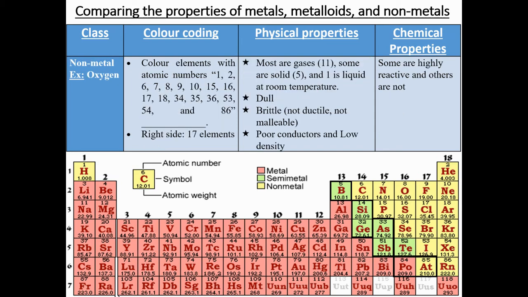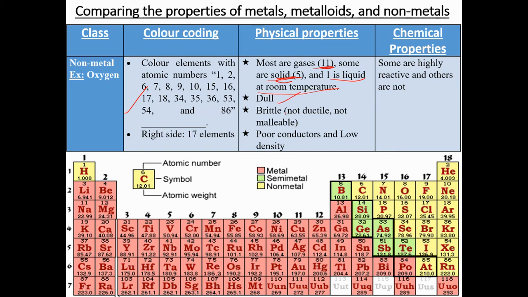And then lastly, we have the nonmetals. So nonmetals, these are all the ones you would be color coding if you want to practice it with color coding. Most of them are gases at room temperature. There are 11 of them that are gases. Some of them are solid at room temperature, about 5, and then one is a liquid at room temperature. And I'll show you how to identify that on the periodic table that we use for our course.